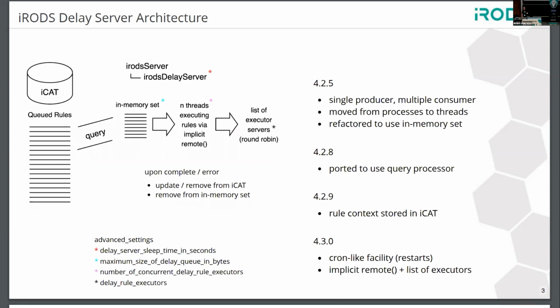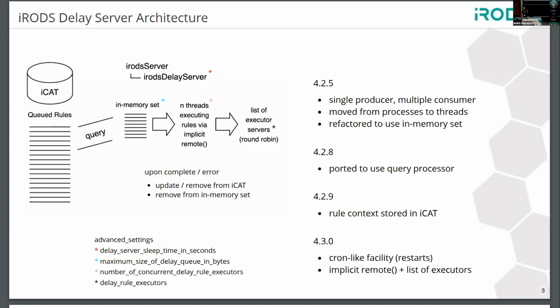So here's the architecture. This is the first time we've ever made a picture for what the delay server is and does. On the left, you've got the queued rules that are just rows in a database. The iRODS delay server is a child process of the iRODS server. And you heard yesterday about the new restart capability, the cron-like facility that we added. So if the delay server went away in the past, sorry, you probably had to restart your iRODS server to get it back. That's no longer the case. So it is a child process, mostly asleep most of the time.